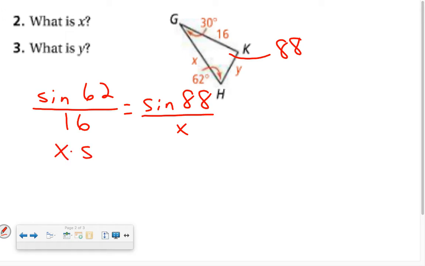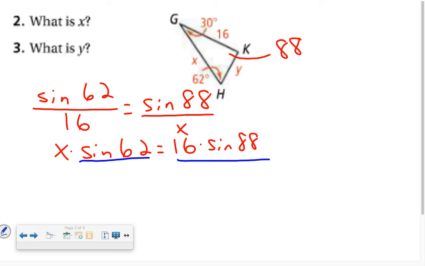X times the sine of 62 equals 16 times the sine of 88. And in order to solve for x, I'm going to divide both sides by the sine of 62. And so I get my handy-dandy calculator and make sure that it is in degree mode. Remember, I've said previously, most of the graphing calculators out there will default to radian, so you want to make sure to look at your mode and make sure that you're in degrees.